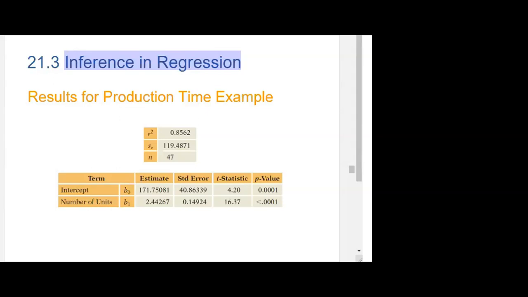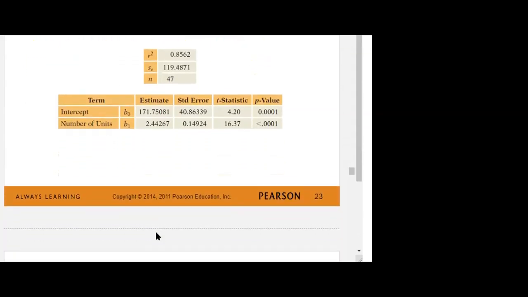So if these two are below 0.05, both of them, intercept and the slope, if they're both below 0.05 on p-value, that means this relation is significant. There is a significant relation. And that's actually showing that this model is reliable, okay? But we also have to check all those assumptions as well.